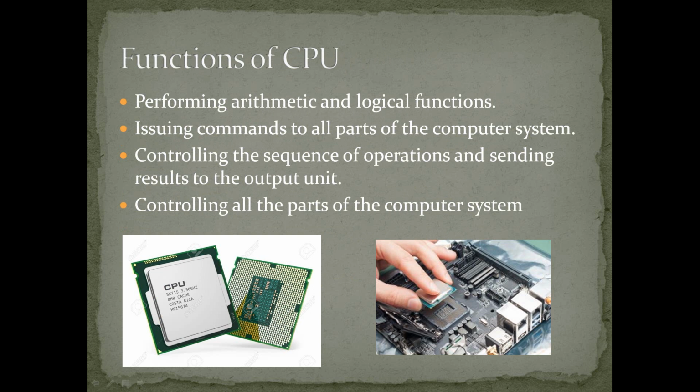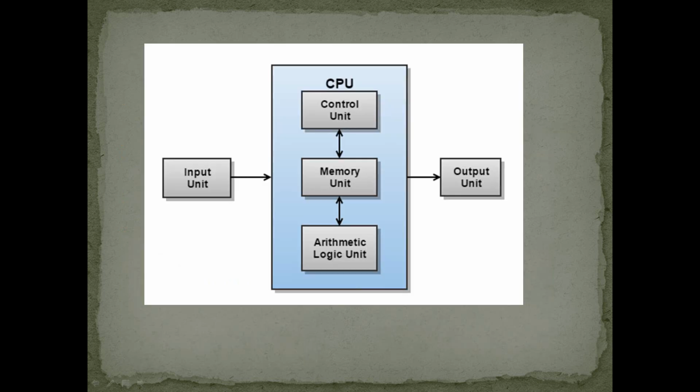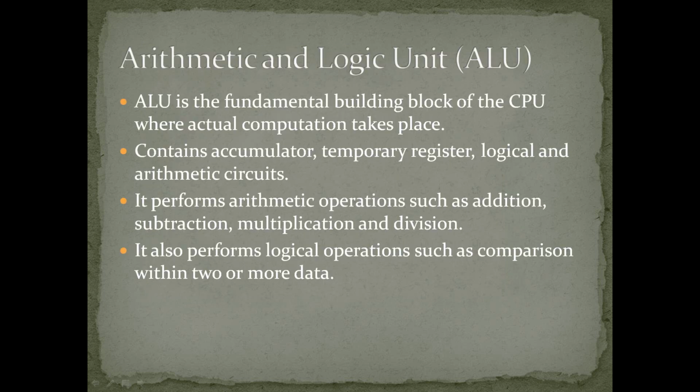Functions of CPU: performing arithmetic and logical functions, issuing commands to all parts of the computer system, controlling the sequence of operations and sending results to the output unit, controlling all the parts of the computer system. The input unit passes data to the CPU, and then the processing will be done in the CPU, and after that the result will be displayed on the output unit.